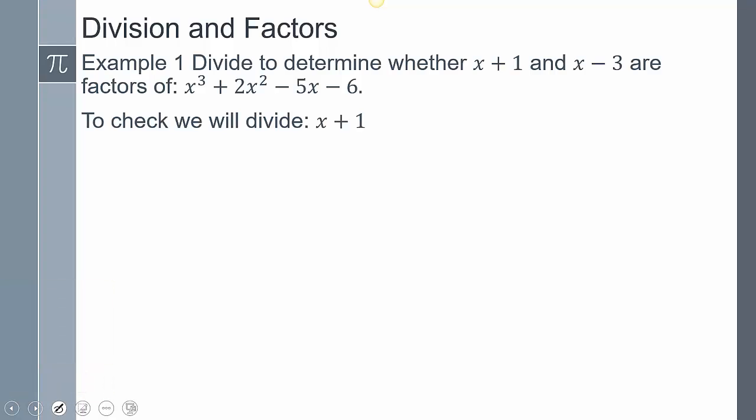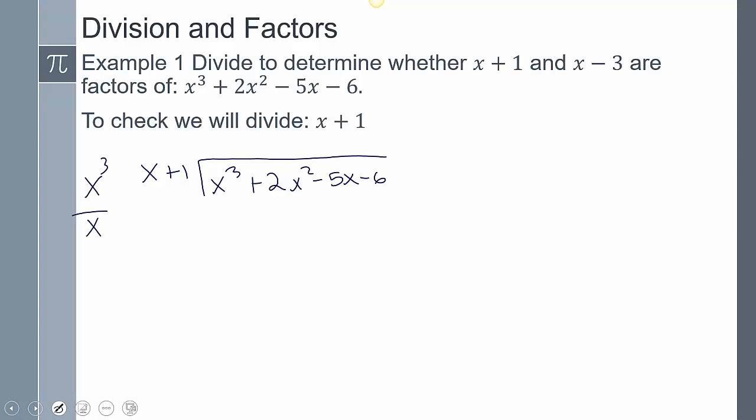It says divide to determine whether x plus 1 and x minus 3 are factors of x cubed plus 2x squared minus 5x minus 6. So let's do it. If I divide x plus 1 into x cubed plus 2x squared minus 5x minus 6. Now to do this, what we want to do is take the first term and divide it into the first term. So basically this statement here. Now if you simplify it, you're going to get x squared, and we're going to write that on top.